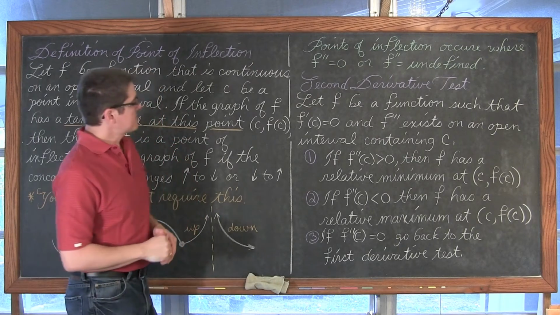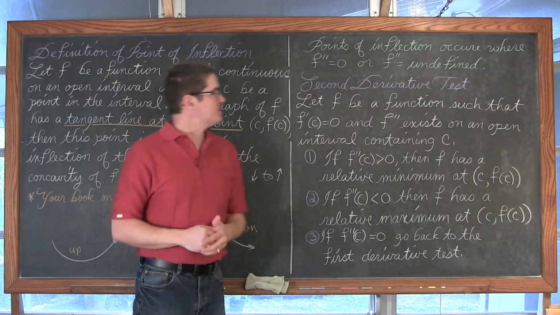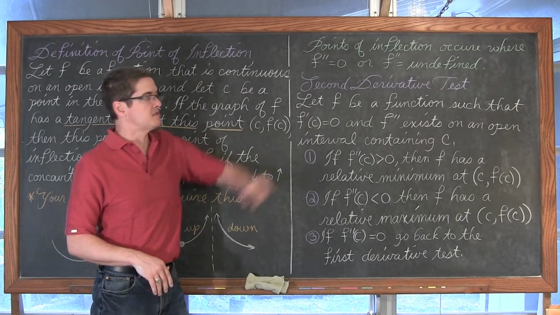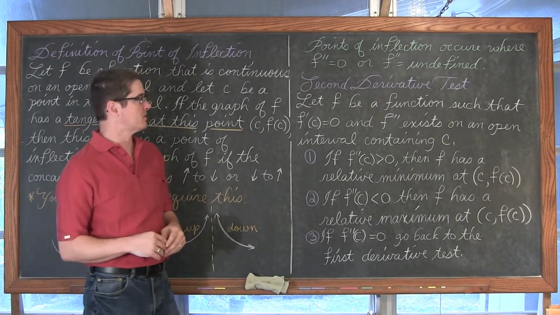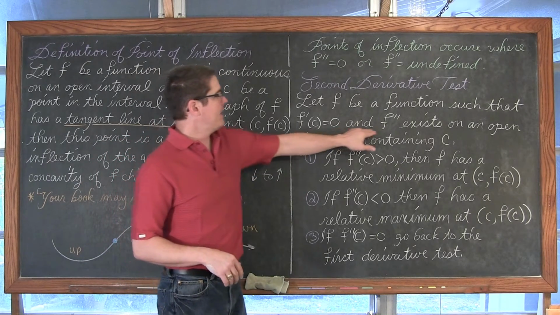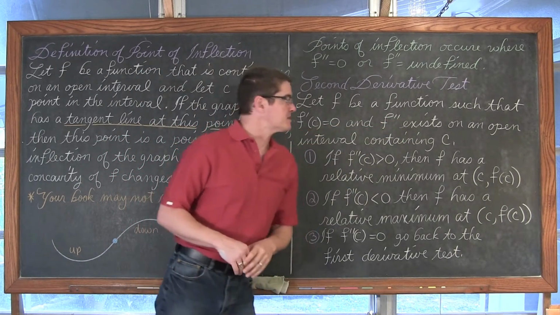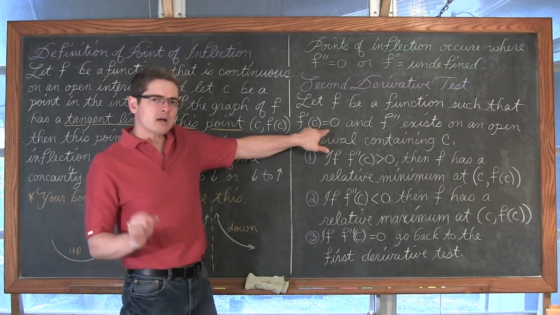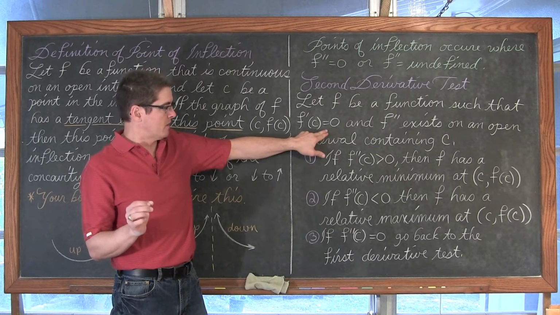Second derivative test: let f be a function such that f prime of c, the first derivative of f at c, is equal to 0. So our first derivative is equal to 0, or the slope is 0 on our original function. And f double prime exists on an open interval containing c. Well, again, we're only talking about where the first derivative is equal to 0.